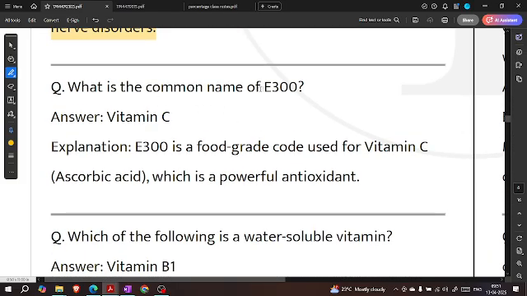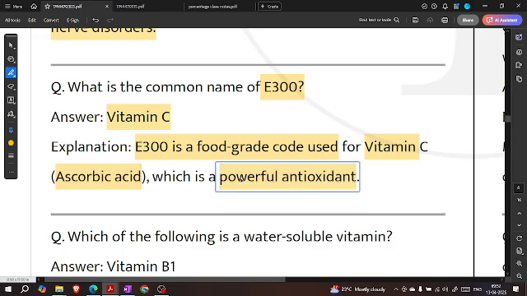What is the common name of E300? Vitamin C. E300 is a food grade code used for vitamin C, ascorbic acid, which is a powerful antioxidant.